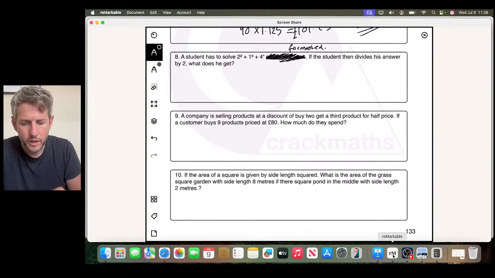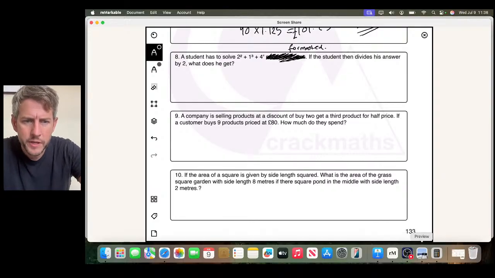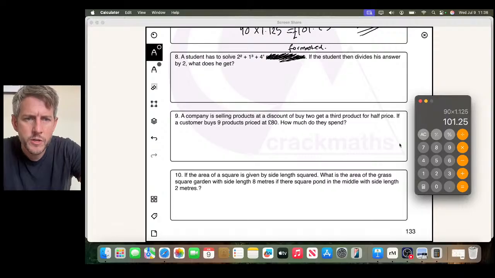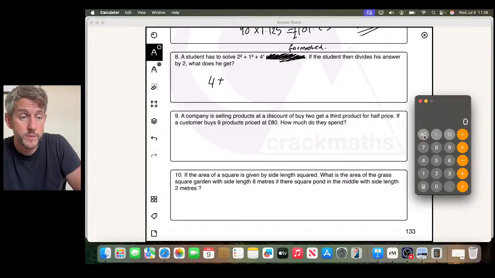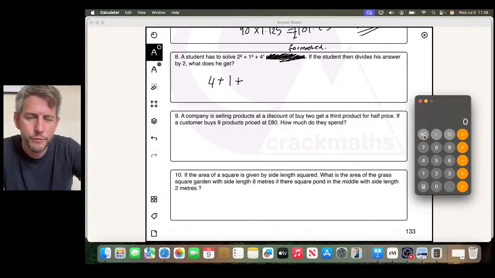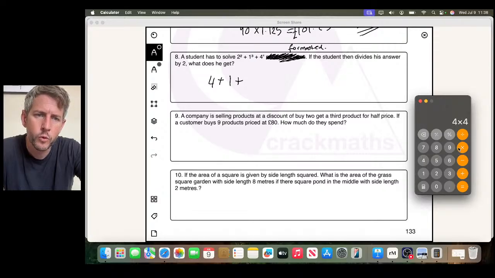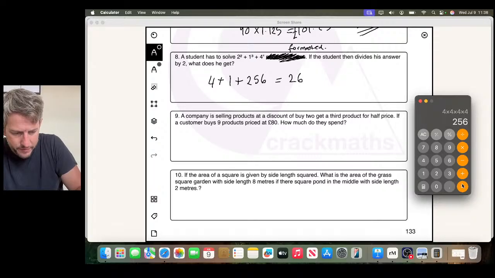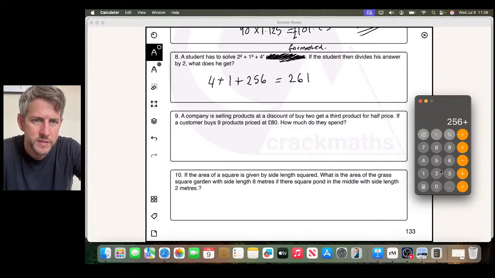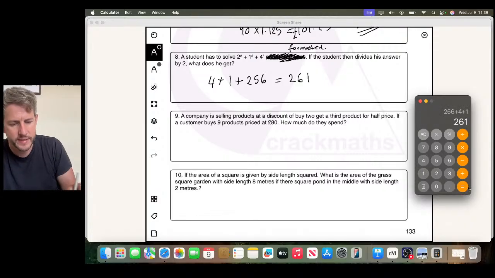Right. Okay, so let's solve this. So I'm going to use my calculator for this. So 2 squared, well, we know 2 squared is 4. 1 cubed is 1 times 1 times 1, which will be 1. And 4 to the power of 4 is going to be 4 times 4 times 4 times 4. Okay, so that will be 256. Okay, so this will be 261, I believe. Let's try adding that together. 256 plus 4 plus 1. There we go. 261 is the answer to the first bit.